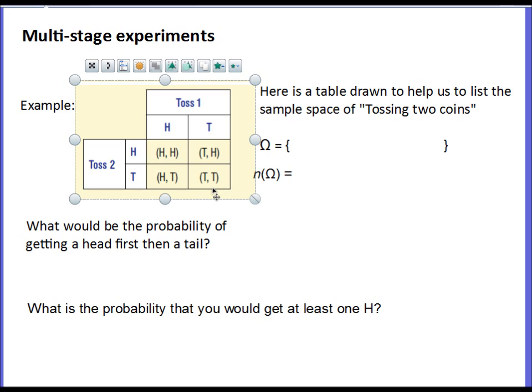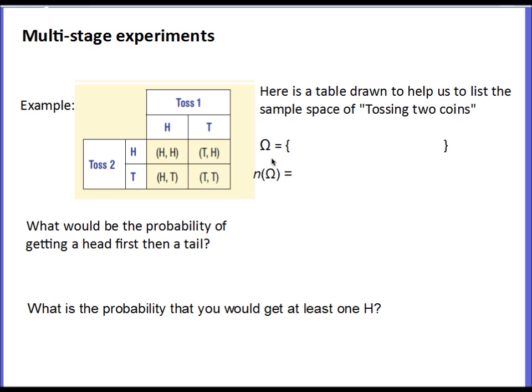So if I wanted to list the sample space of this multi-stage experiment of tossing 2 coins, it would look something like this. There's my symbol for sample space, and there's my curly bracket to open up my sample space. I would have HH, TH, HT, and TT. A bit squishy there.